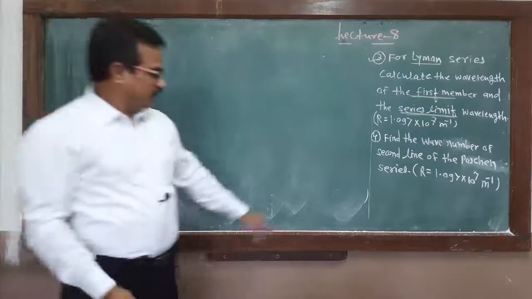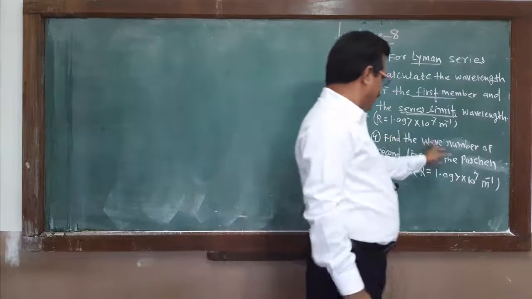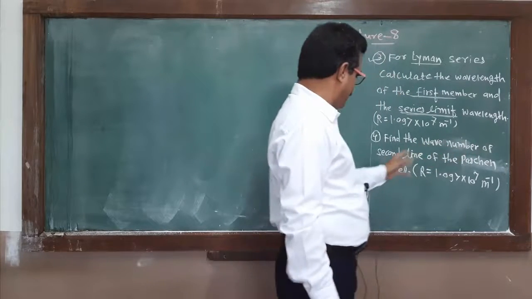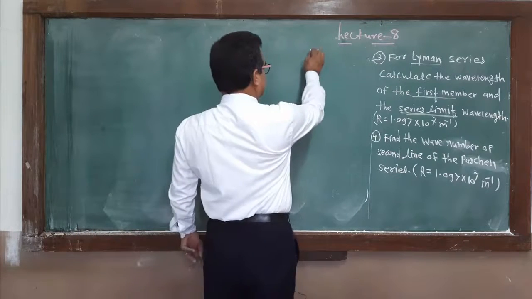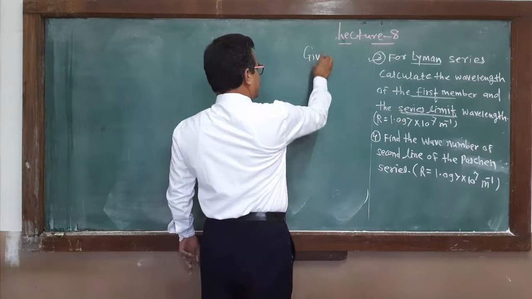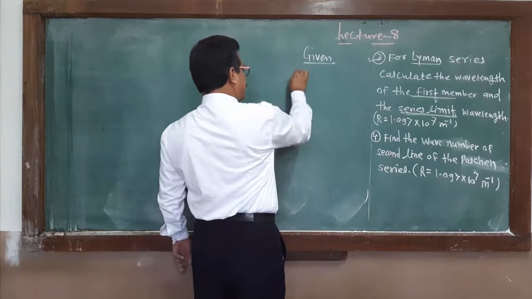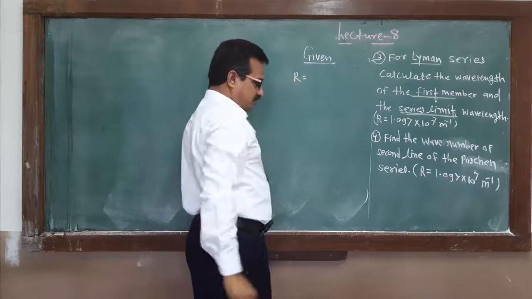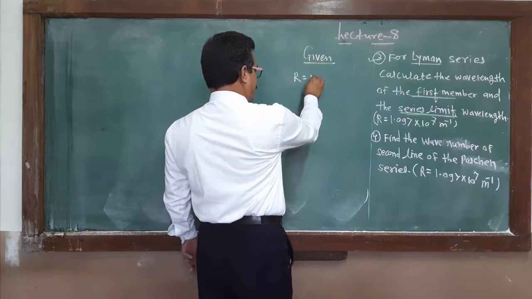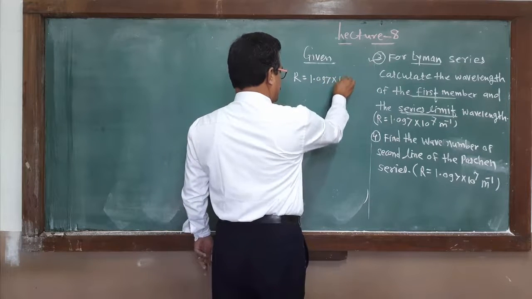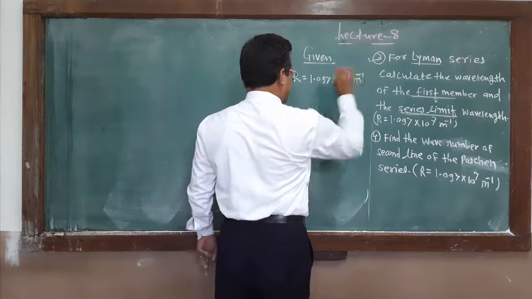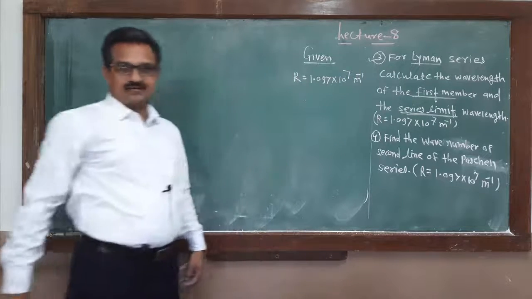For problem number 4, find the wave number of the second line of the Paschen series. What is given first? R is equal to 1.097 into 10 raised to 7 meter raised to minus 1. This is the value of R.